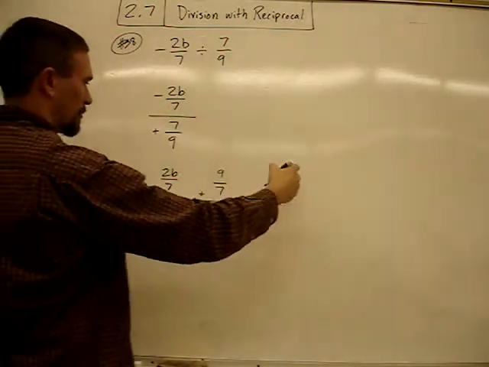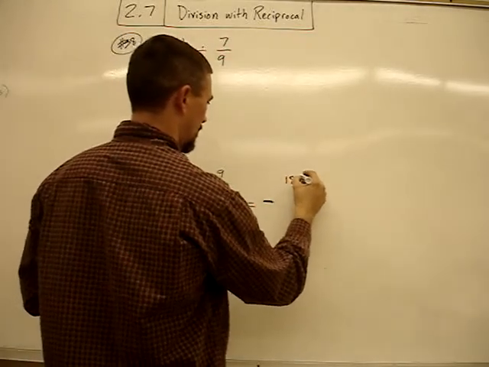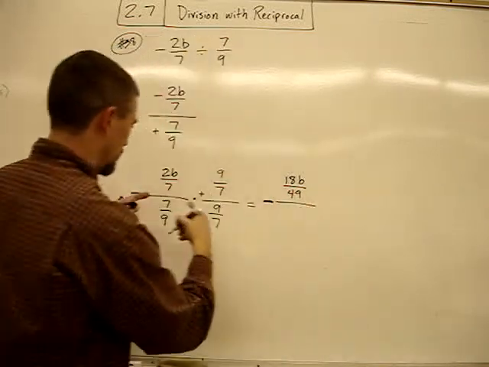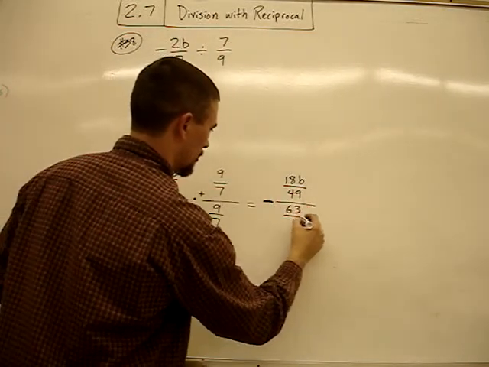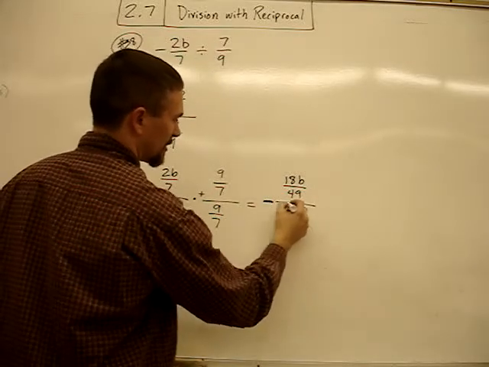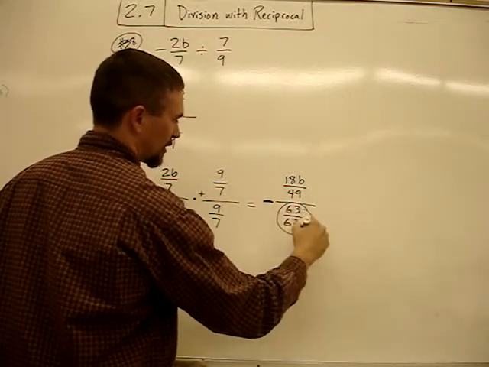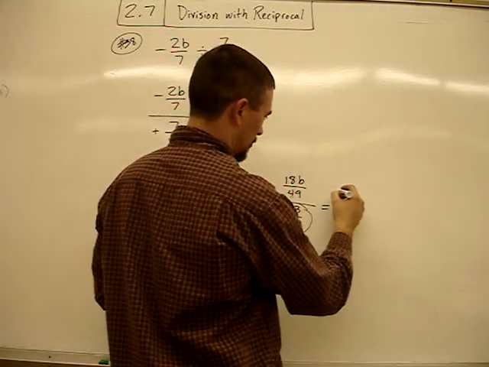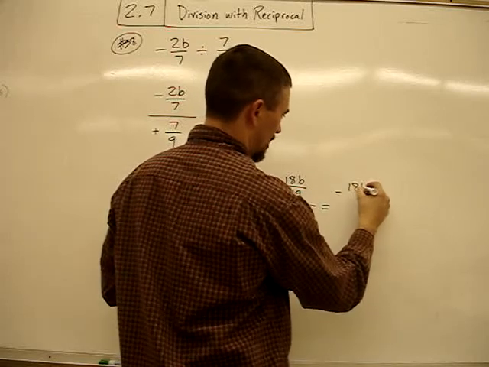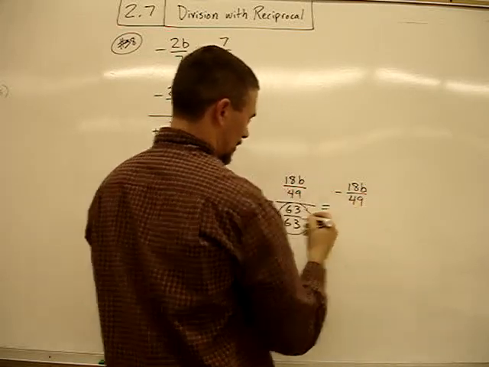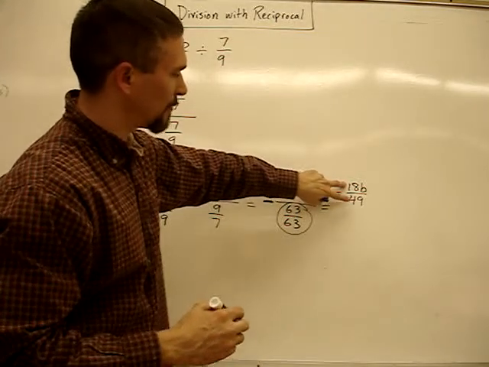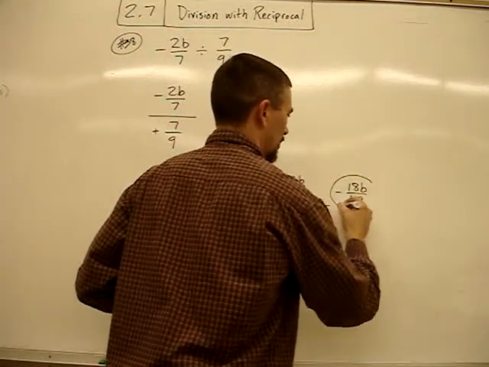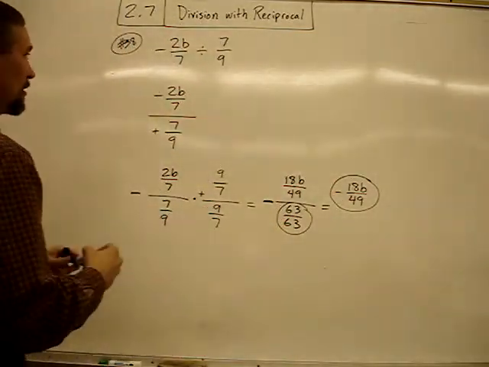And let's just work from the top across. So that's 18b over 49 over 63 over 63. This is essentially a 1. We can ignore it, so we move across. That negative needs to go with what we're left with, so negative 18b over 49. We can't divide. There's no number that we can find that will go into 18 that will also go into 49, so we're done. And that would be our final answer.